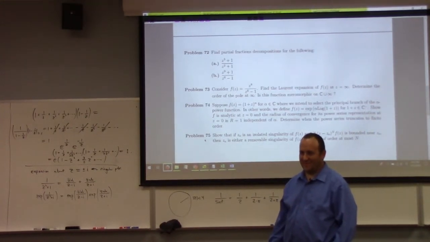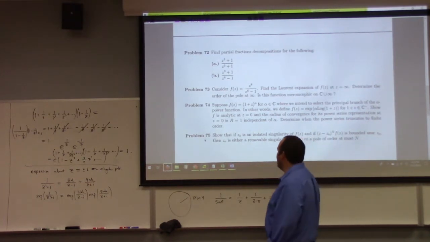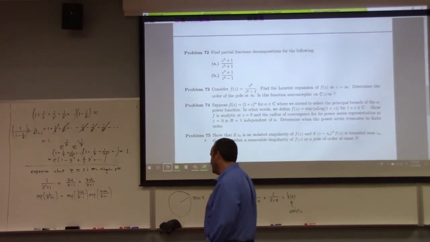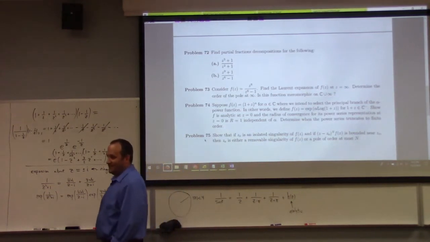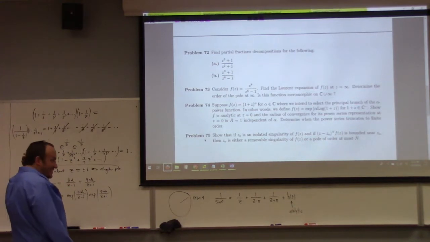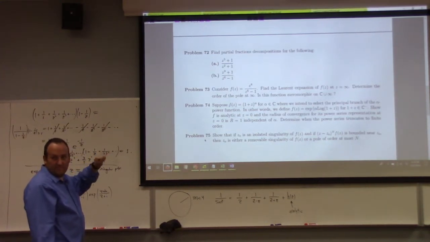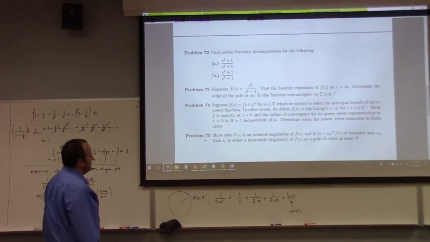The sum of natural numbers. We're talking about the negative 1 over 12. If you guys have any questions about these, or? I have a question. Oh, okay. Well.